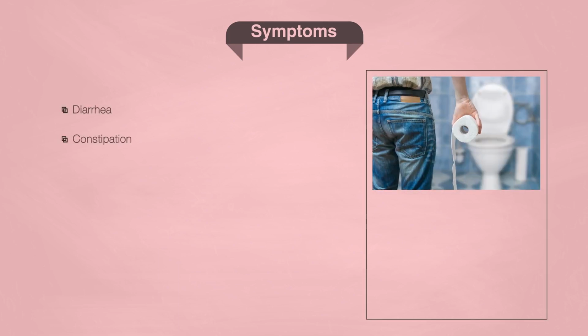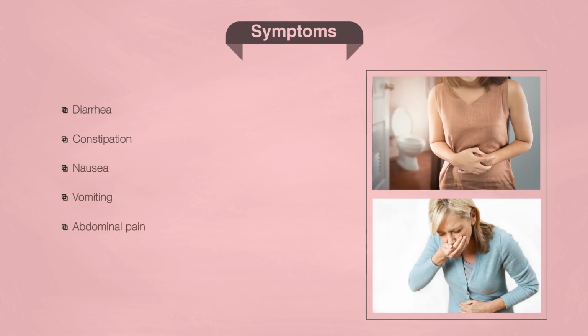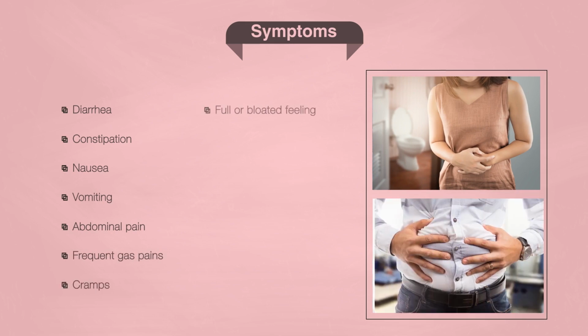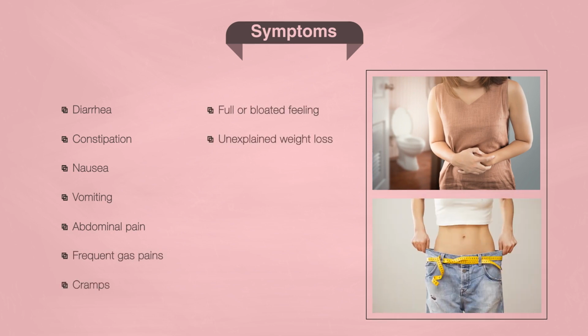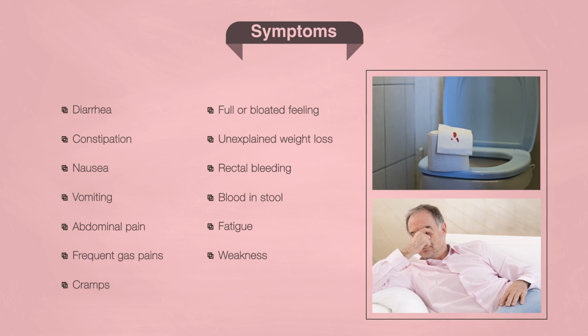If symptoms do appear, they are usually related to gastrointestinal issues such as diarrhea, constipation, nausea, or vomiting. You may also experience abdominal pain, frequent gas pains or cramps, a full or bloated feeling, and unexplained weight loss. The most common telltale sign of having polyps is rectal bleeding or blood in the stool, which can eventually lead to fatigue and weakness from iron deficiency anemia. All of these manifestations can alternatively be signs of many other medical issues. If you have concerns in any one of these areas, speak to your doctor immediately.